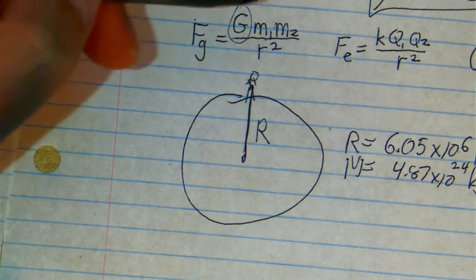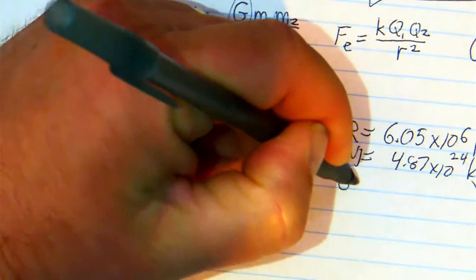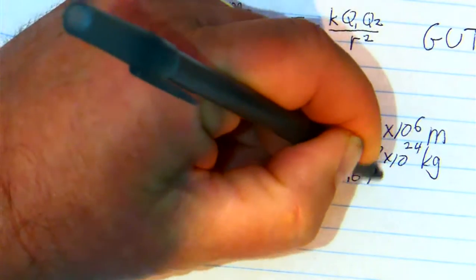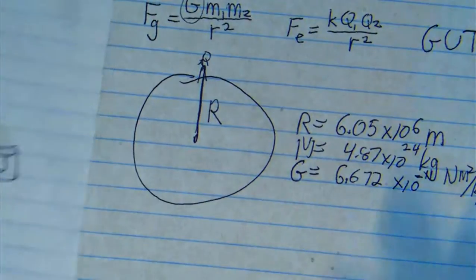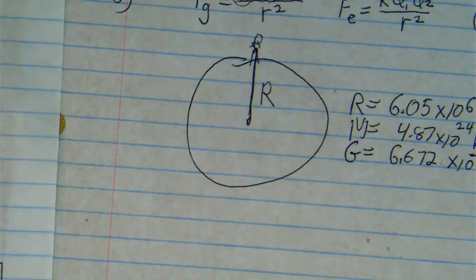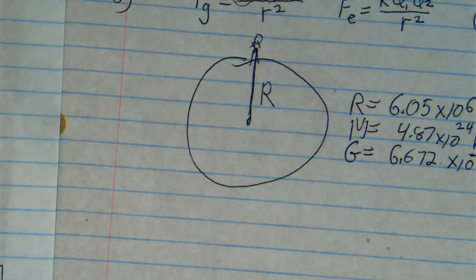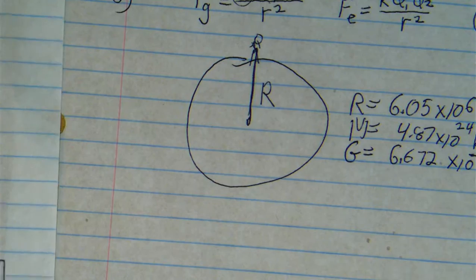All right, anyways, the universal gravitational constant that you would need to solve this problem has a value of 6.672 times 10 to the negative 11th power newtons meter squared per kilogram squared. Doing problem 8. Calculate the acceleration due to gravity on Venus.